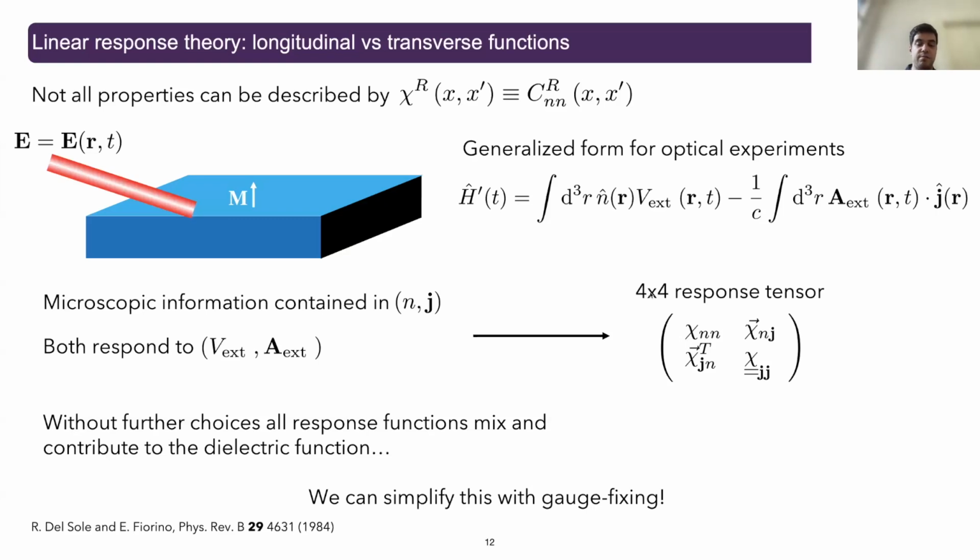However, this is going to mean that your microscopic density and current are going to react to both the external scalar and vector potentials. So your response function is now in fact a 4x4 tensor, where you'll have the scalar density-density response, the vectorial density current or current density response, and finally the matrix current-current response. And in general, all of these functions will mix together and contribute to the dielectric function. But this can be simplified if we fix the gauge of our potentials.